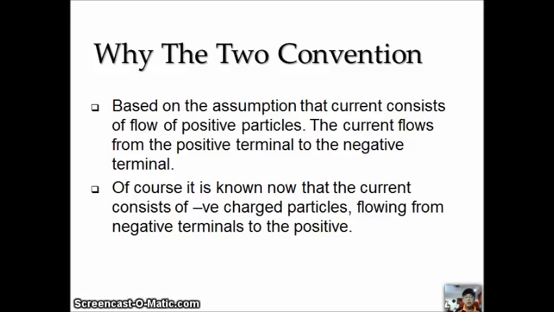Why do we have 2 conventions of flow? Why do we have current flow and electron flow? Basically, there's a gap of knowledge. Before we knew that current actually is the flow of electrons, the scientists at that time thought that it is the flow of positive particles. Thus, it flows from the positive terminal to the negative terminal. And now we know it is not true. We know current is the flow of electrons, which are negative charges, which flow from the negative terminal to the positive terminal.